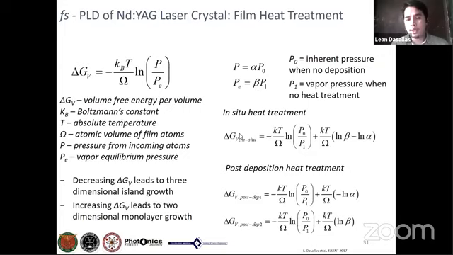Now, in the in situ heat treatment, we are applying heat treatment while we deposit the film. But when we do the post-deposition heat treatment, we have a two-step process. We first deposit the film, and then we apply the heat treatment. This difference in the application of temperature changes the overall behavior of the volume-free energy. That's why we are able to see more island growth in the post-deposition heat treatment, mainly because the decrease in the free energy is greater compared to the in situ heat treatment.